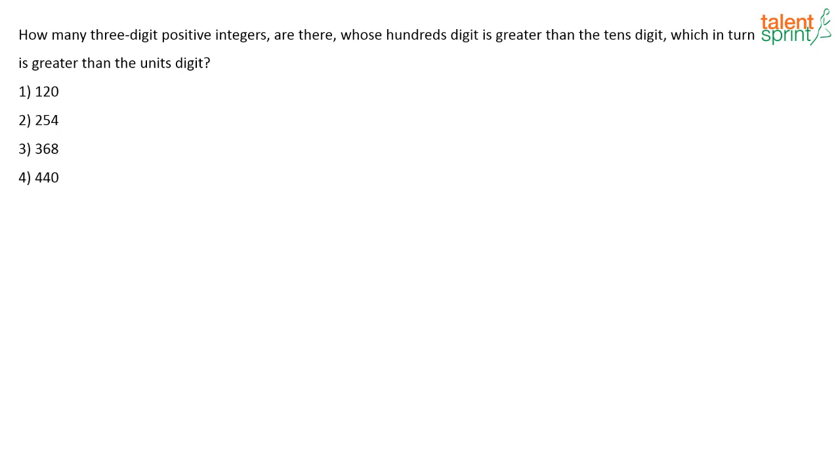Anybody got the answer? How many 3-digit positive numbers are there whose hundreds digit is greater than the tens digit, which in turn is greater than the units digit? So, basically take any 3 digits, okay? Now, I am going to consider 3 digits, 1, 2 and 3, right? Now, how can I arrange these numbers to form 3-digit numbers?